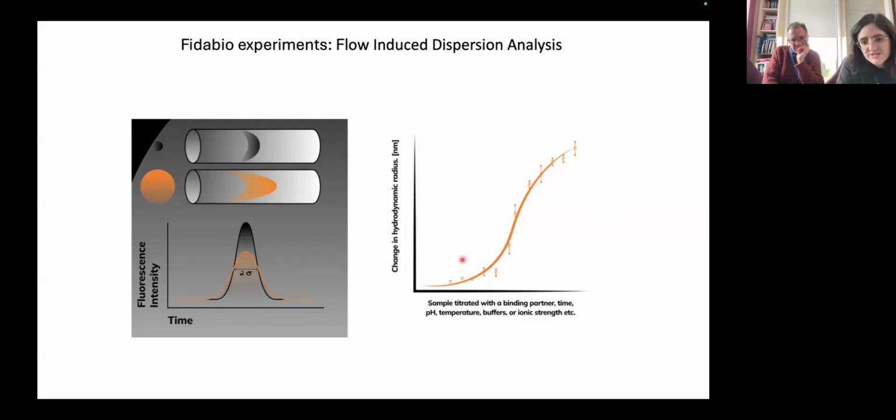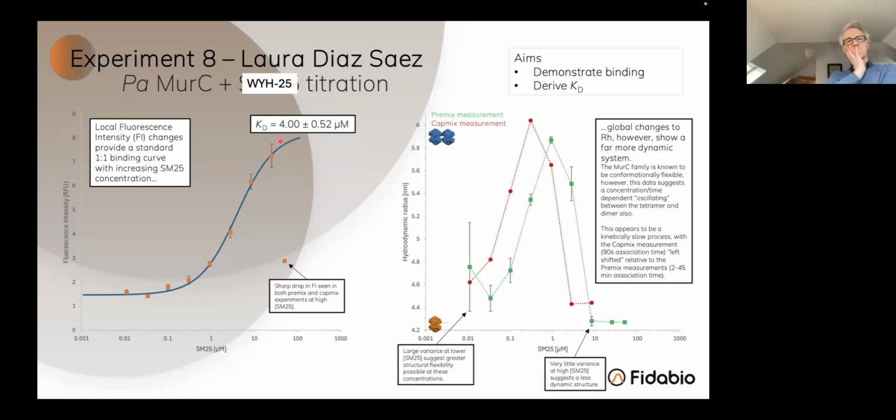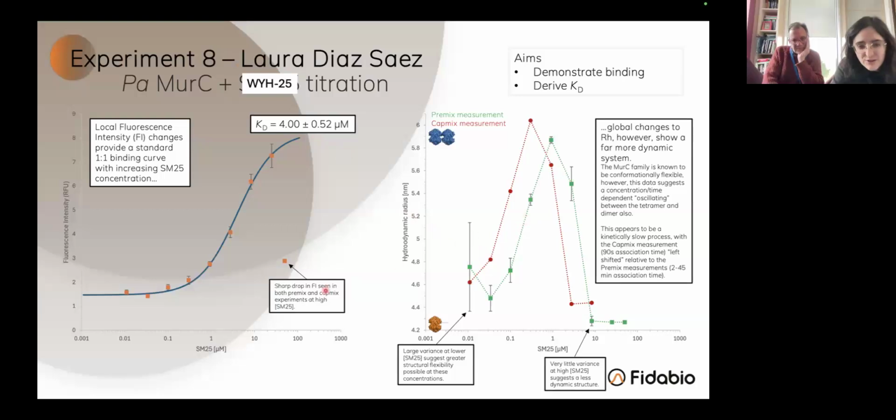So we looked at the radius and we looked at the tryptophan fluorescence in the presence of WYH25, right? So this is the fluorescence intensity. So we got some binding, and we've got KDs of 4 micromolar, which is very different from the SPR, right? And then they called the compound SM25 because I only gave them the number 25. I didn't want to give them more.